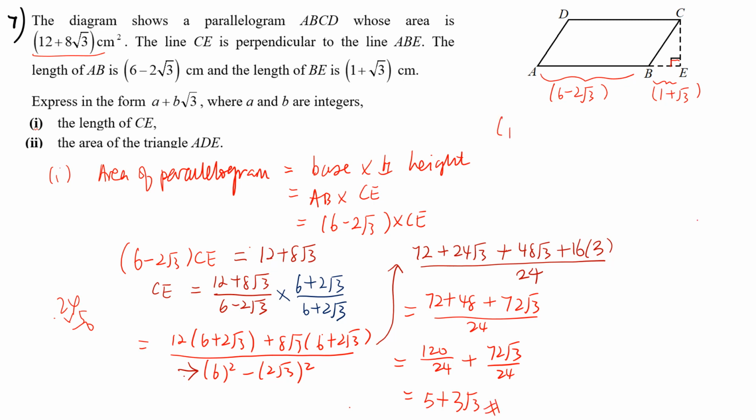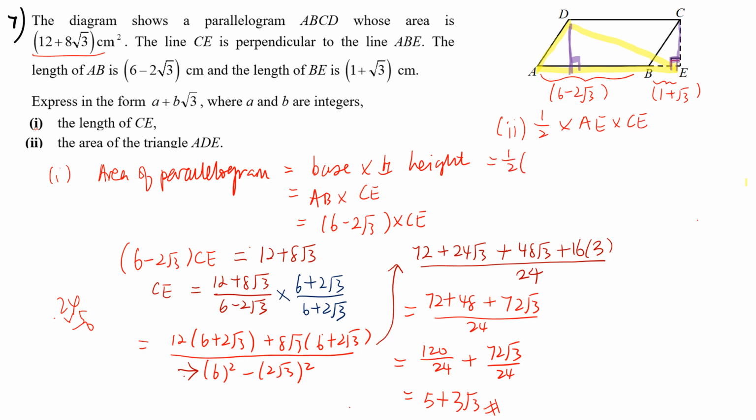Alright, let's look at part 2. Part 2, you're asked to find the area of triangle ADE. A, D and E here. Right, this is the triangle we want to find. So this height here will be the same as this guy here. Okay. Right, so what's the formula to find area of a triangle? Half base times height. So your base will be AE, and the height will be your CE.